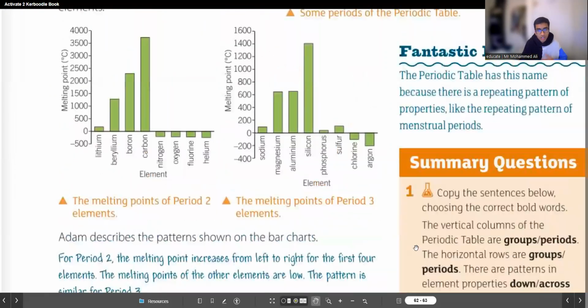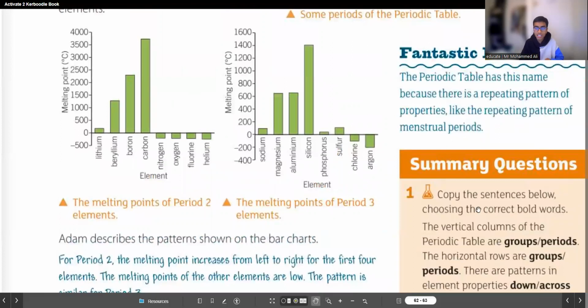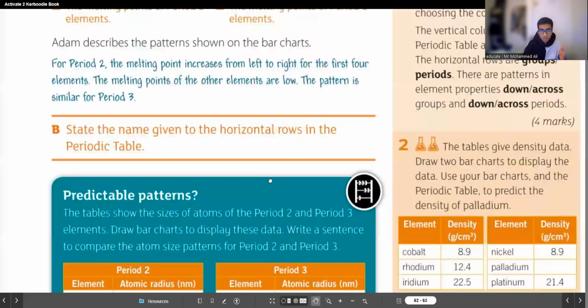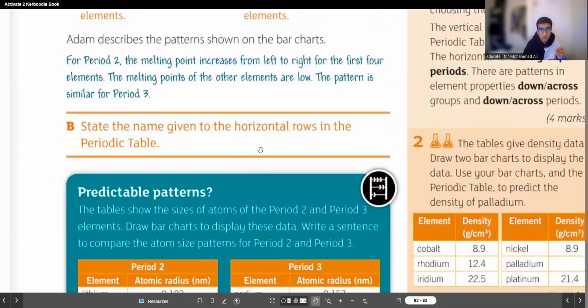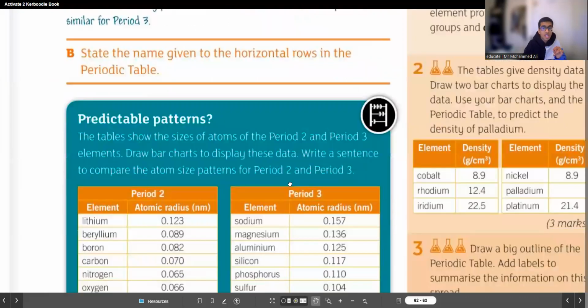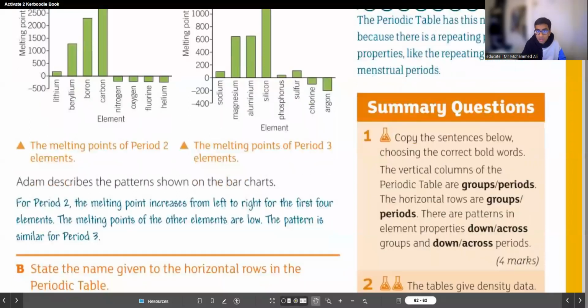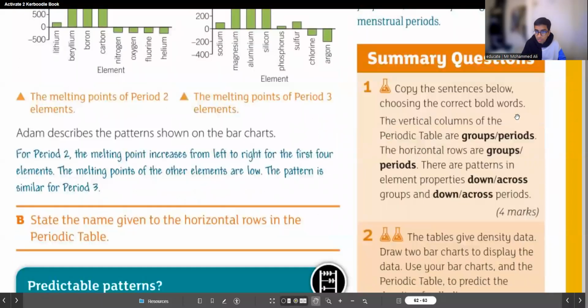This is how we can interpret or give evidence just by looking at diagrams or bar charts. One more question that can come up in the test is to state the name given to the horizontal rows in the periodic table. And these are the summary questions for this topic. Copy the sentences below, choosing the correct bold words. The vertical columns of the periodic table are called groups or periods; you have to select one answer. The horizontal rows are groups or periods; you select one answer. There are patterns in the elements' properties down or across a group, and down or across periods.